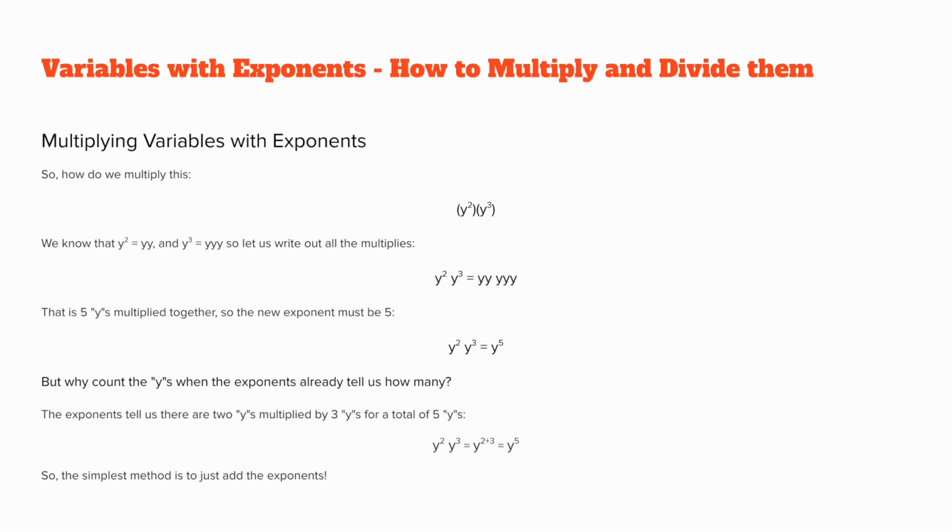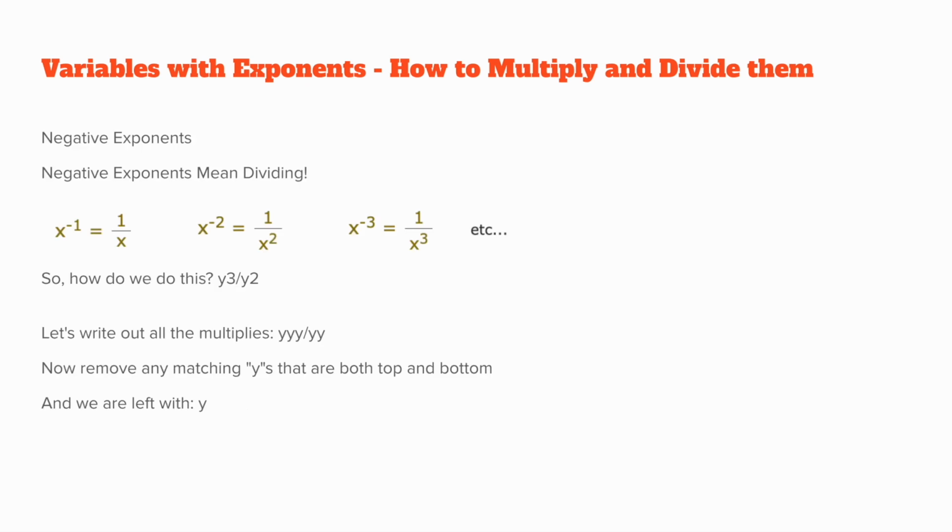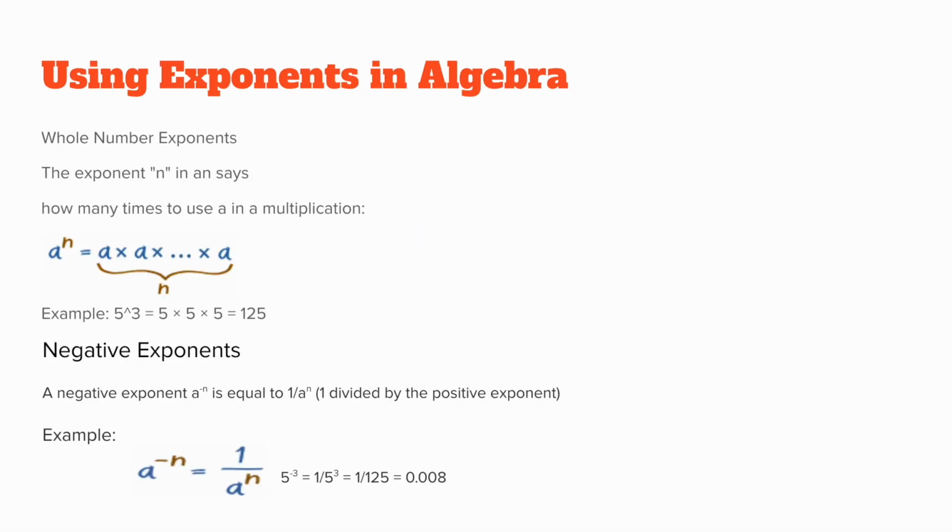How about dividing? When we say to divide, then in a different way from multiplication, you need to subtract the exponent below from the exponent above. So for example, when we say y cubed over y squared, then the answer will be y over y. So these were the simple ways of multiplication and division in variables with exponents. Now let's move on to using exponents in algebra.